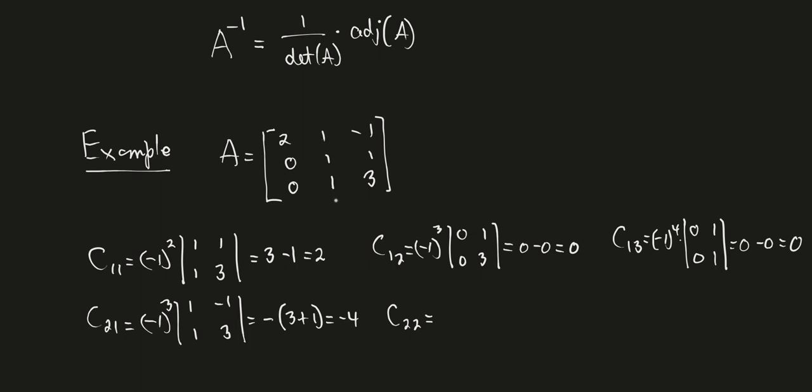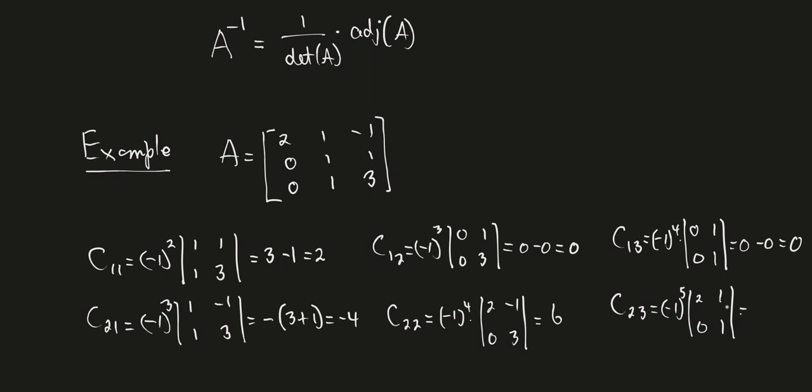Block out the second column, second row, so we're left with -1 to the 4th power times that minor, which is 2, -1, 0, 3. So we end up with 6 minus 0 times a positive 1, so that's 6. C23 is -1 to the 5th power. Again, block out the second row, third column, so you're left with 2, 1, 0, 1. So that's 2 minus 0. Don't forget there's a -1 in front of that, so -2.